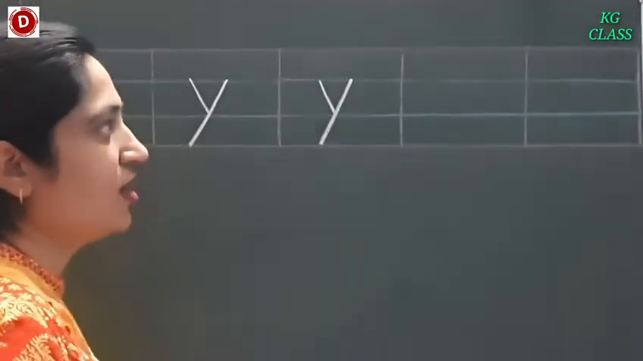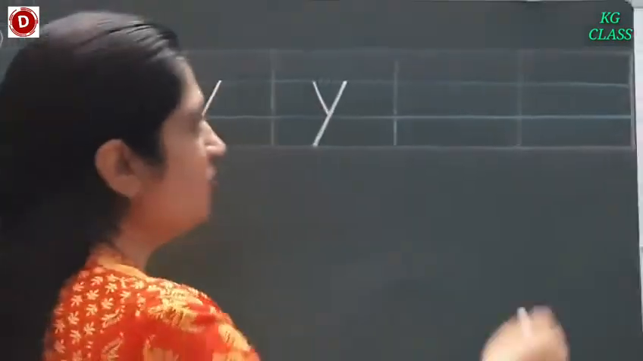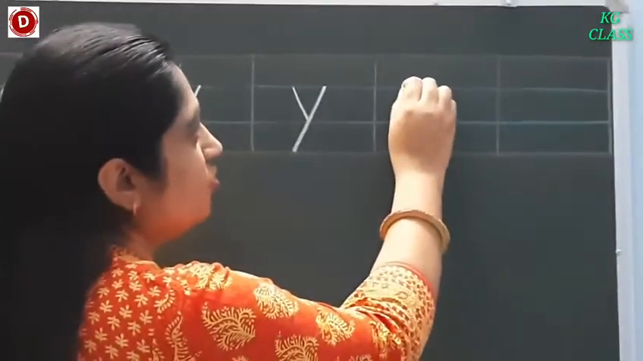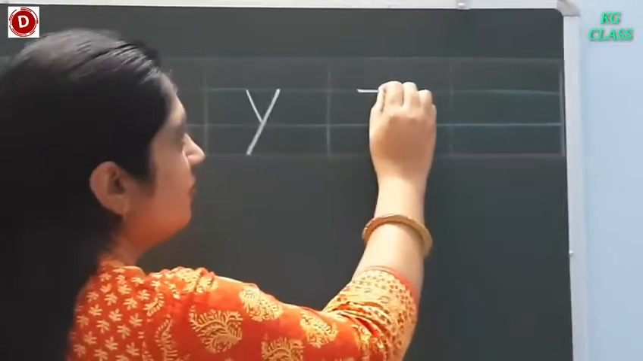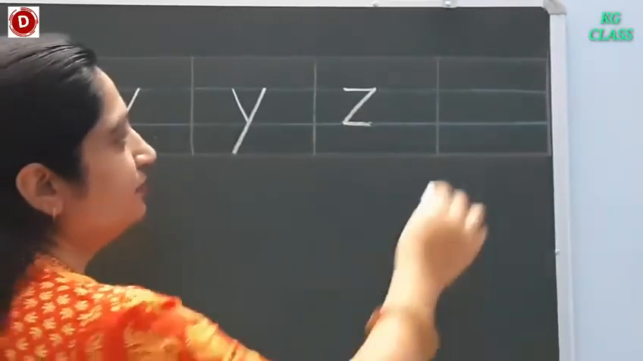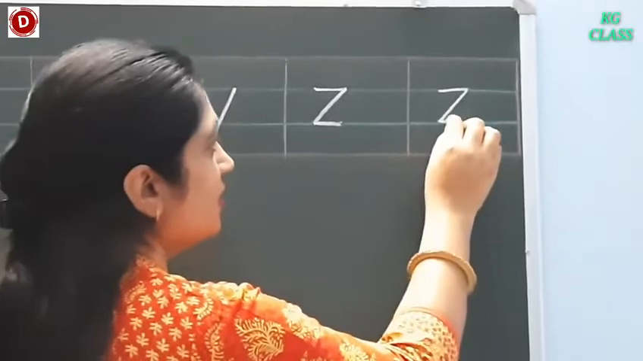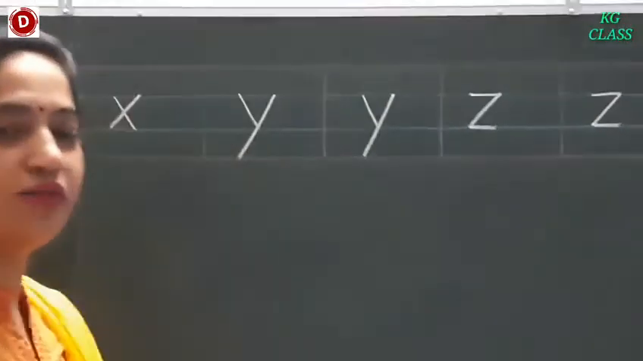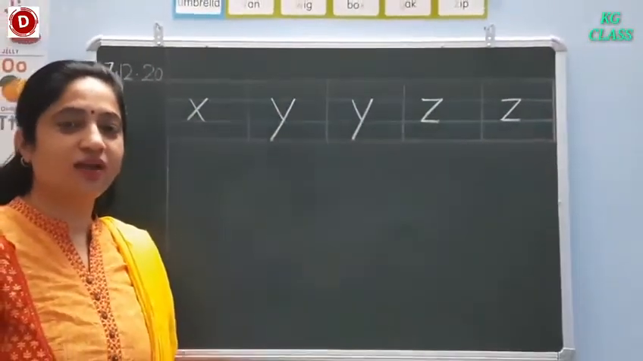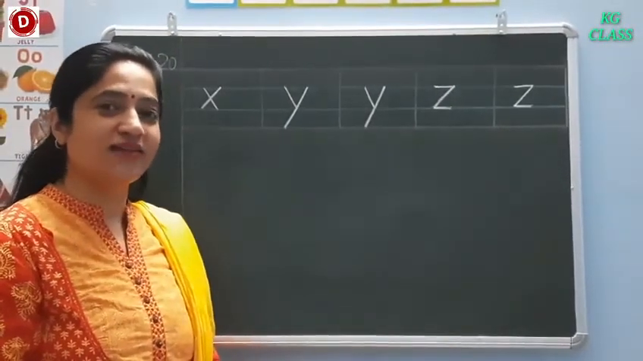Like this. Now in the next two blocks, the last two blocks, you have to write Z. For Z, on the first blue line, you have to make a sleeping line. And then a slanting line and again a sleeping line like this. Sleeping line. Slanting line and again a sleeping line. In this way you have to write Z. Children, now let's complete the page in which we have written x, y, z earlier.